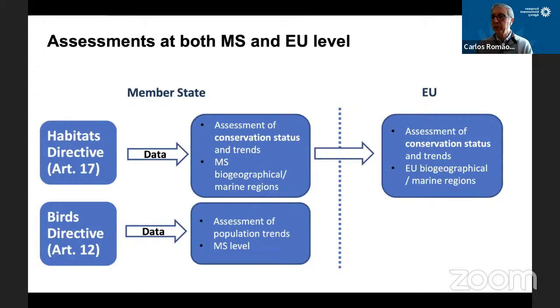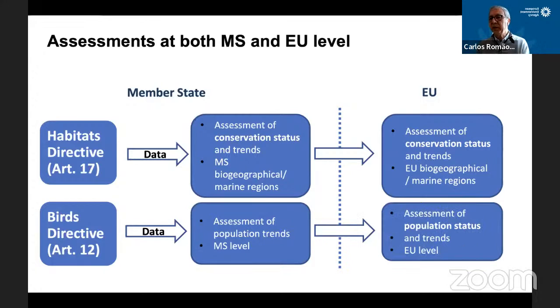For the Birds Directive it is slightly different because there is no obligation of the countries to make an assessment of the conservation status. Therefore, the countries only report about population sizes and trends at the member state level. But then there is also an assessment of the status. We call it population status because the representatives of member states didn't like the word conservation status for birds. So we call it population status, but it's equivalent to conservation status. And normally this has been done, in the two times that this assessment was done for Europe, by contractors of the European Commission, and this has been done by BirdLife International and IUCN.